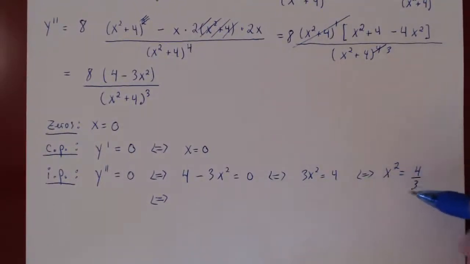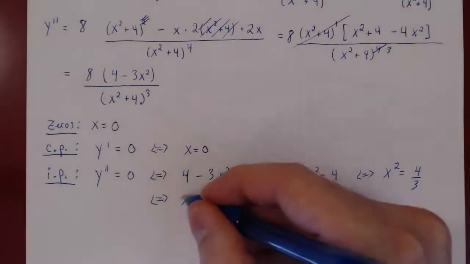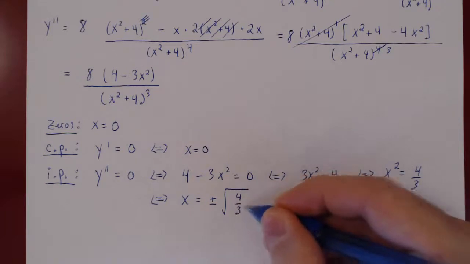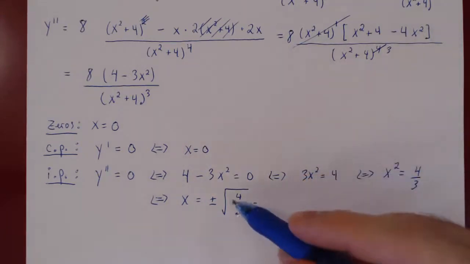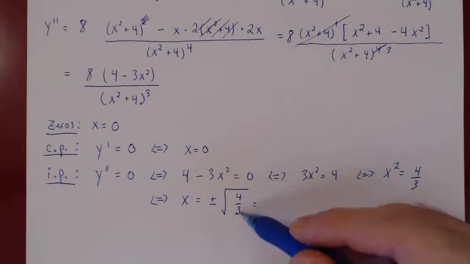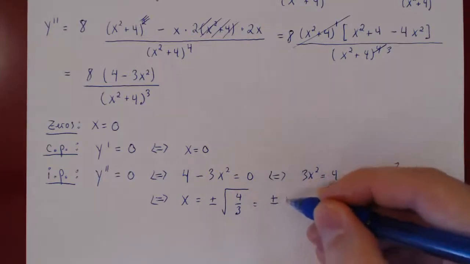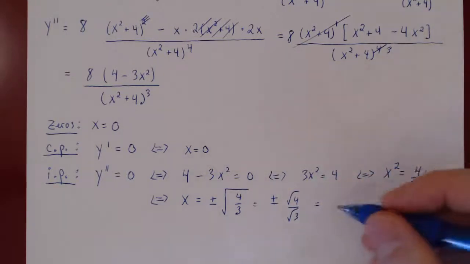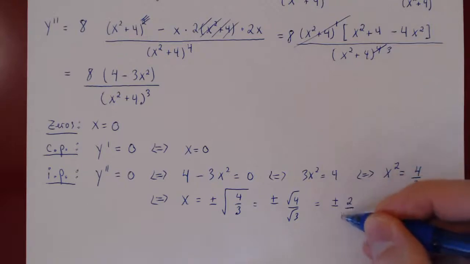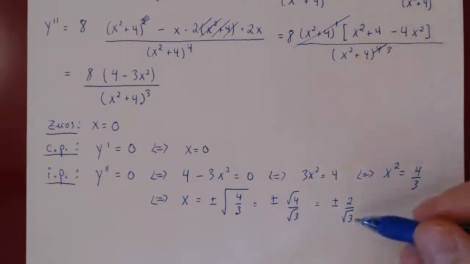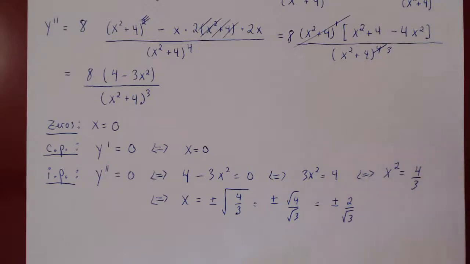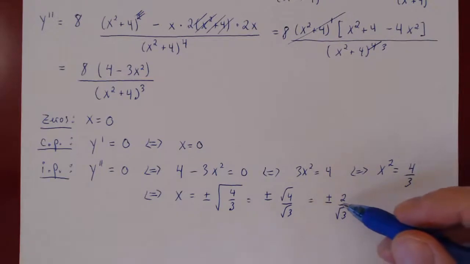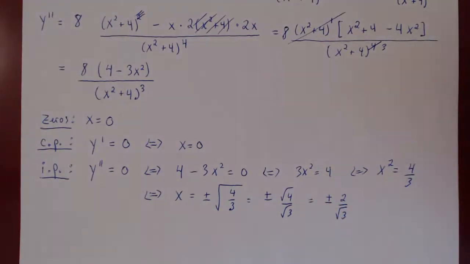Well, if x squared is 4 thirds, x will be plus or minus the root of 4 thirds. And here if you want, you can say, well, the root of a over b is the root of a over root of b. So that's plus or minus root of 4 over root of 3. But the root of 4 is simply 2, so you get plus or minus 2 over root 3. If you want, you could rationalize and say this is 2 root 3 over 3, but we don't really care here. We'll leave it like this. So we have found two possible points of inflection.